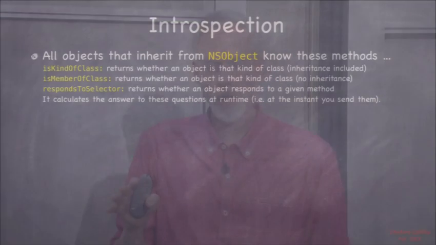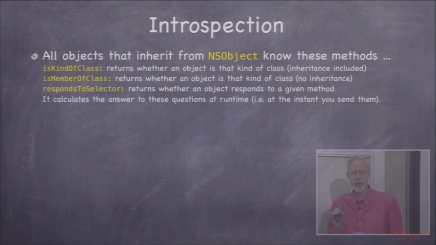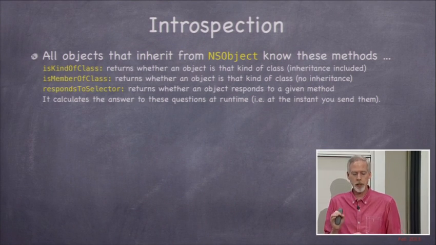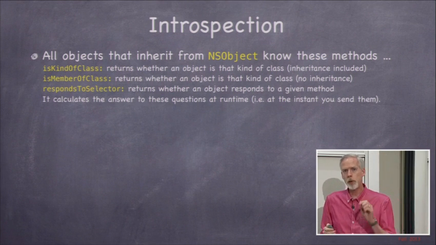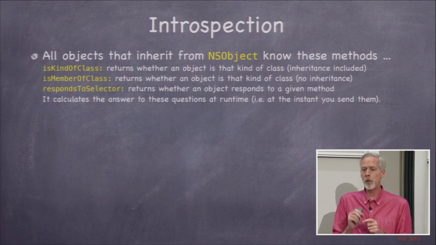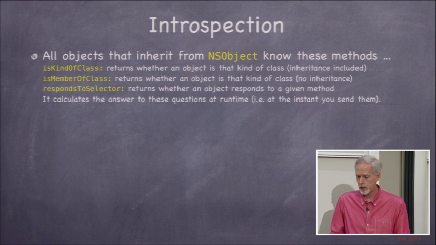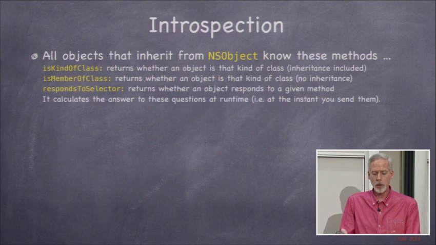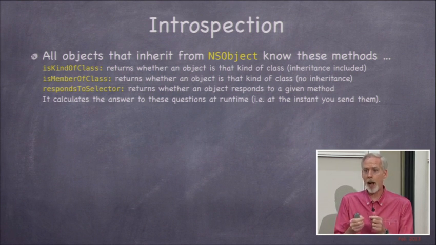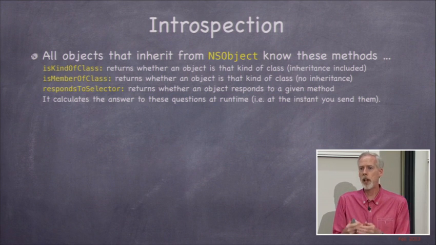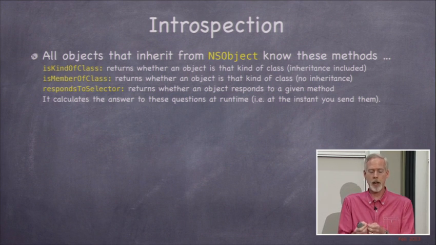There's a few introspection methods in NSObject. I'm going to talk about three of them here: isKindOfClass, isMemberOfClass, and respondsToSelector. So isKindOfClass and isMemberOfClass let you ask an NSObject, or anything that inherits from NSObject, are you of this kind of class? Or isMemberOfClass means, are you actually this class? Not this class or something that inherits from it, but actually this actual class.